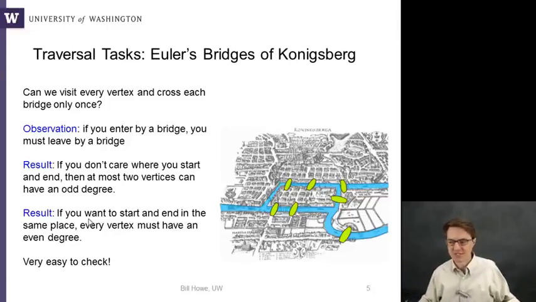Okay. And so what's nice about this is this is a great result because it's very easy to check this condition, right? You can just add up the degrees of all the vertices in the graph, and you can tell whether one of these circuits or one of these paths exist.